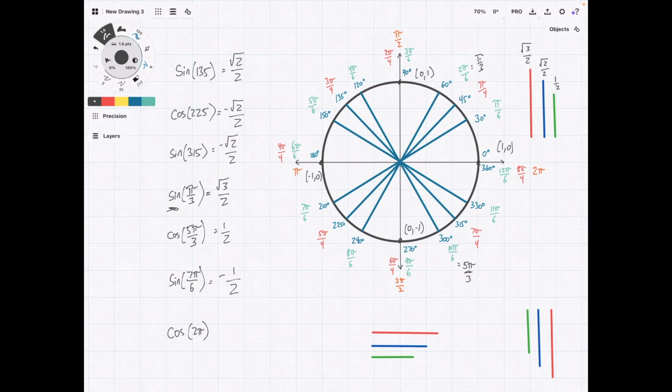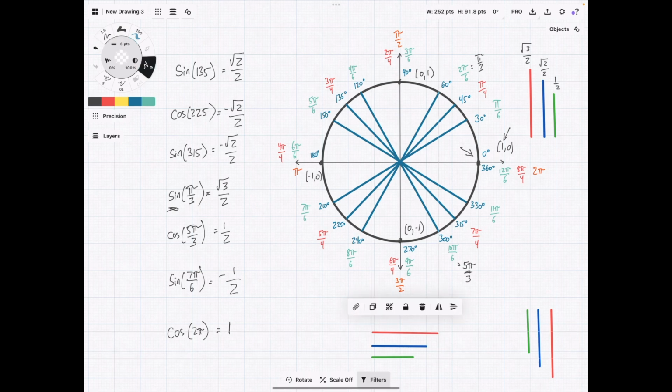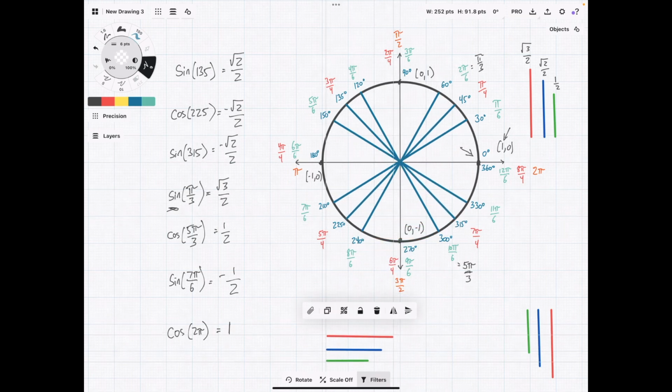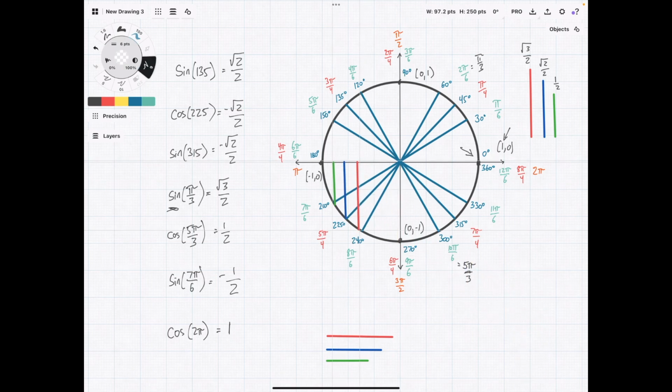So cosine of 2 pi. 2 pi is the full circle, so that is right here. And we're looking for the x-coordinate. So we have 1. So cosine of 2 pi is 1. I hope this visualization helps you. This is definitely how I think about it whenever I'm trying to figure something out quick. I have these 3 lines, and I just visualize where they land, or how they fall onto the angle that I'm looking for.